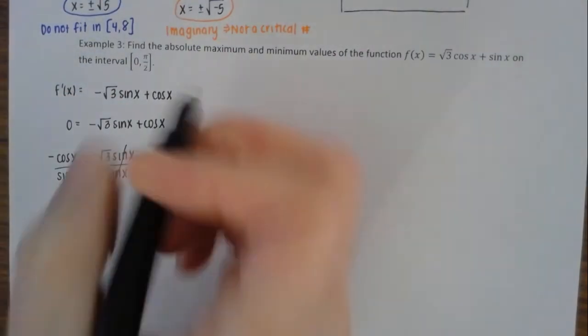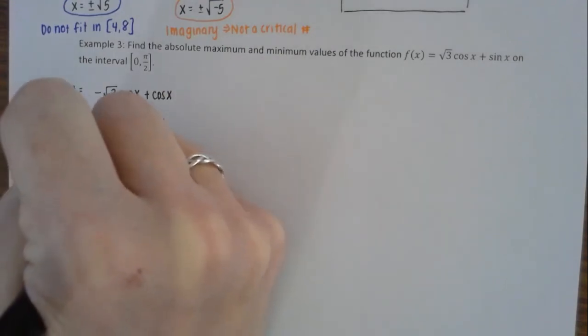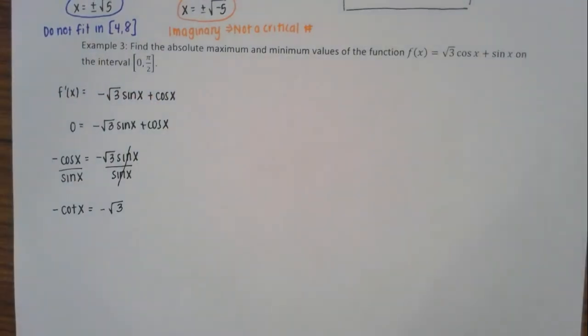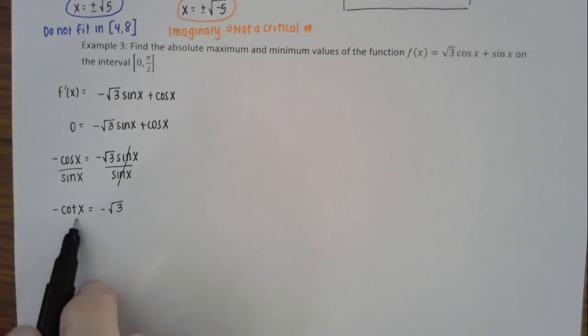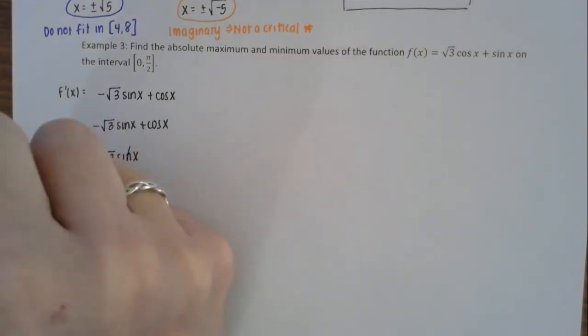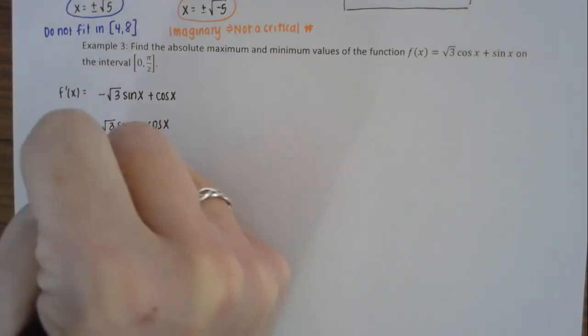And then over here, I'm left with a negative root 3. And then I want to get rid of the negative on this term, so I'm going to go ahead and divide everything by negative 1.